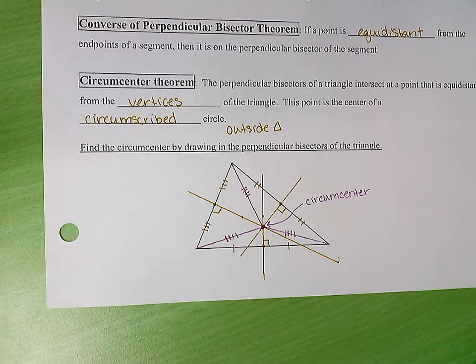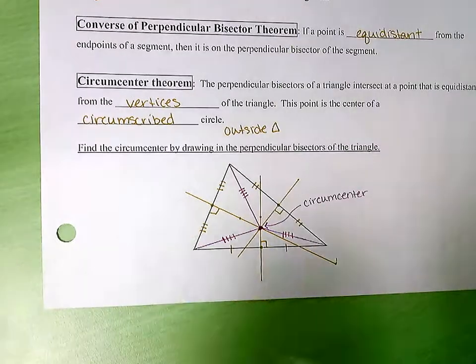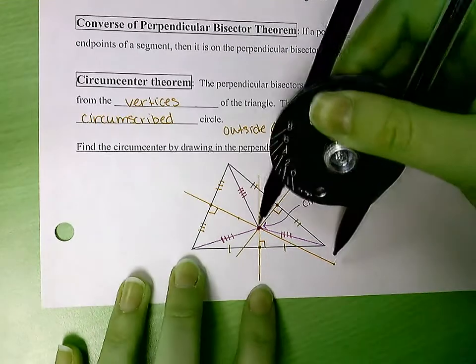You don't have to do this part, but I'm going to tell you why they're congruent. So if I were to draw in a circumscribed circle, I'm going to use my nice compass here.